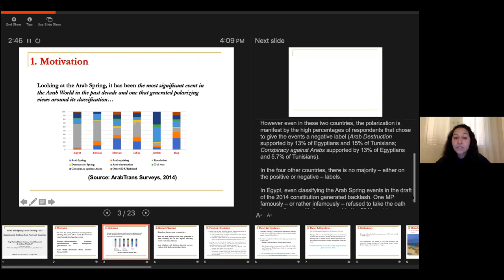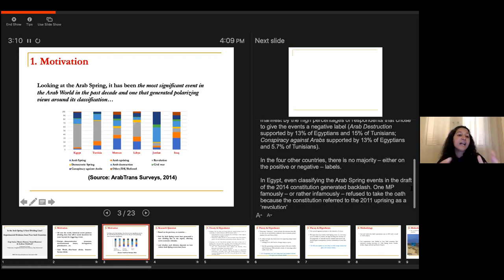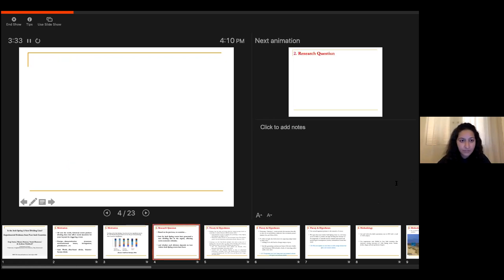And in the four other Arab Spring countries, we find that there is no majority over the labeling of the Arab Spring, whether it is negative or positive. Also in Egypt, even classifying the Arab Spring events in the draft of the 2014 constitution generated backlash. And there was this incident where one of the MPs refused to take the oath just because the Arab Spring was referred to in the constitution as a revolution. So this shows us that the Arab Spring fits very well into our definition of a potential source of a dividing line, with the result of affecting the socioeconomic attitudes of the populations of the relevant countries.